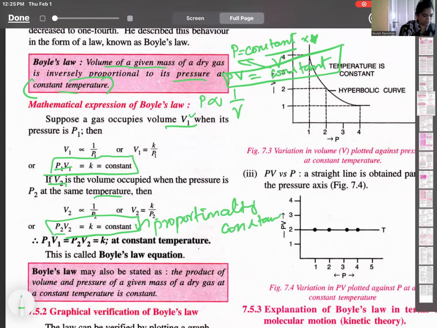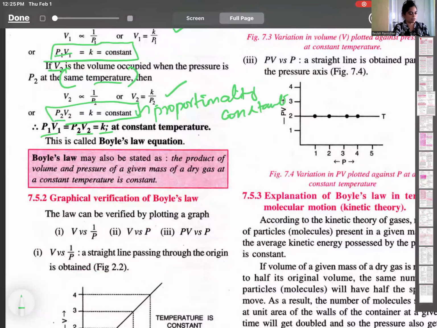This constant holds because of the same temperature. The same temperature is maintained for the first volume and pressure, and the same temperature is maintained for the second volume and pressure. If so, then it is equal to some constant, which is the same. It can be applied for n number of gases. If you consider P1, V1, P2, V2, P3, V3, until Pn, Vn, the same constant applies. So this is for a dry gas.